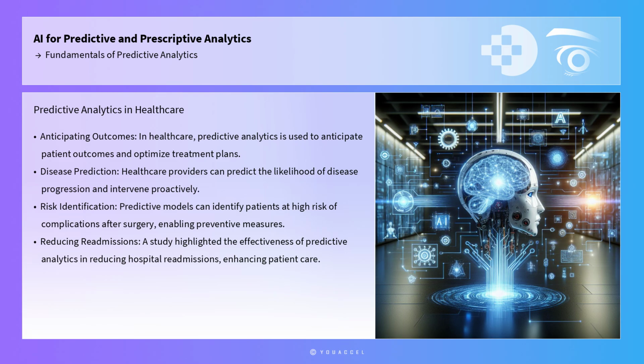In healthcare, predictive analytics is used to anticipate patient outcomes and optimize treatment plans. By analyzing patient records, genetic data, and other health indicators, healthcare providers can predict the likelihood of disease progression and intervene proactively. For example, predictive models can identify patients at high risk of complications after surgery, enabling clinicians to apply preventive measures and improve patient outcomes. A study published in the Journal of Medical Internet Research highlighted the effectiveness of predictive analytics in reducing hospital readmissions, demonstrating its potential to enhance patient care and reduce costs.